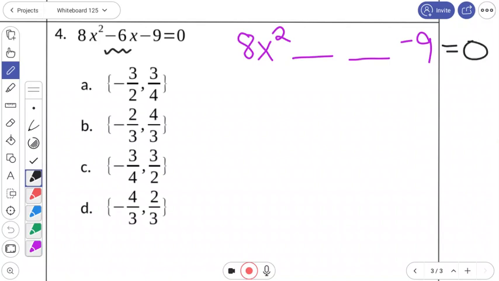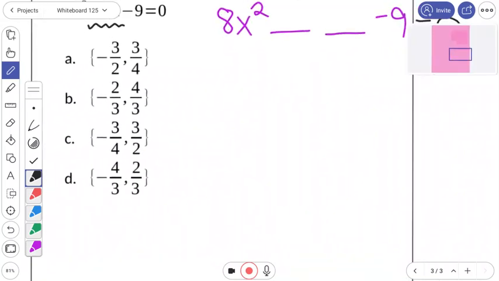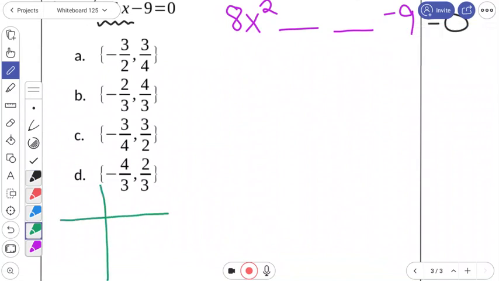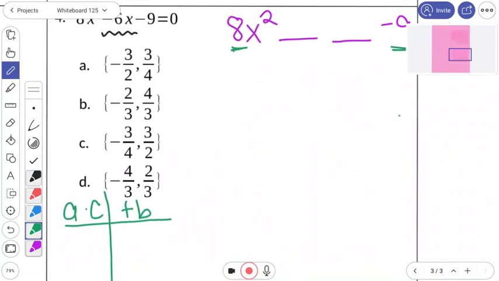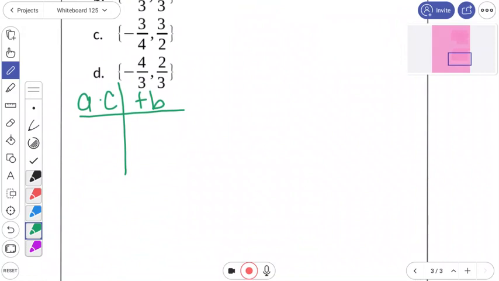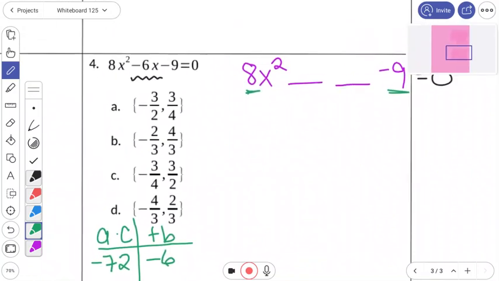Remember, we're taking this b term right here, this negative 6, and we're going to break it into two separate pieces. But what pieces are we going to use? Well, we need to multiply together. We're going to make our table. We're going to multiply our a value times our c value, and we want them to add to make our b value. And our b value, if we look back up at the top, was a negative 6. So a times c gave us negative 72, and our b value was negative 6, right? Yes.